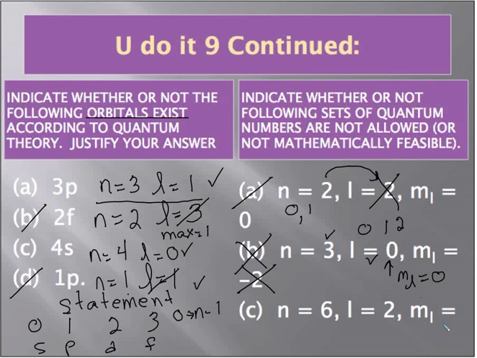Now, the next one is cut off a little bit. This has m sub L equal to +3. If n is 6, L can be 0 up to 5. And so 2 is okay. We're good with L. If L is 2, m sub L can only be from -2 up to +2, right? And all integers in between. It can't be +3. So that one's out based on our m sub L criterion. So you'll need to be able to answer questions like that.